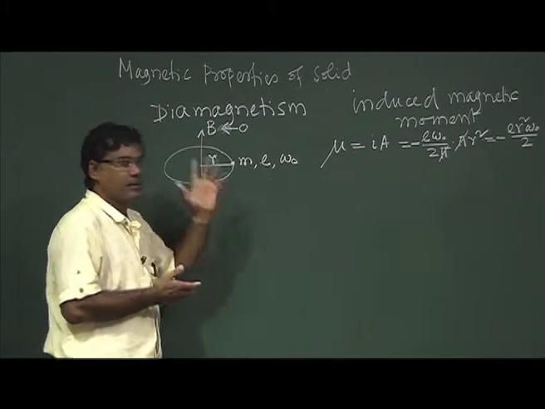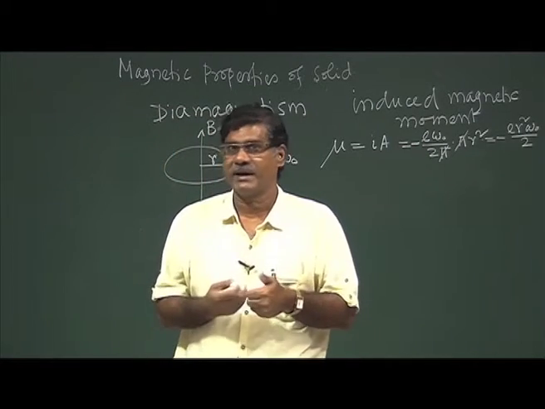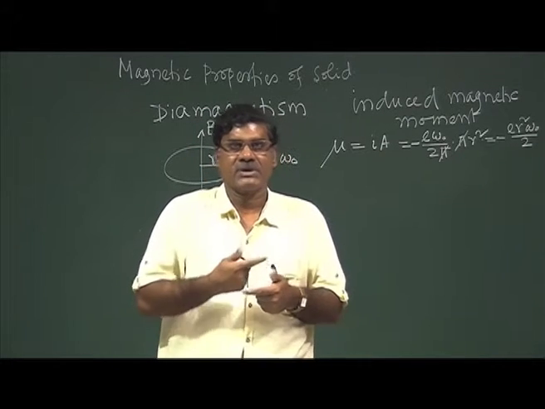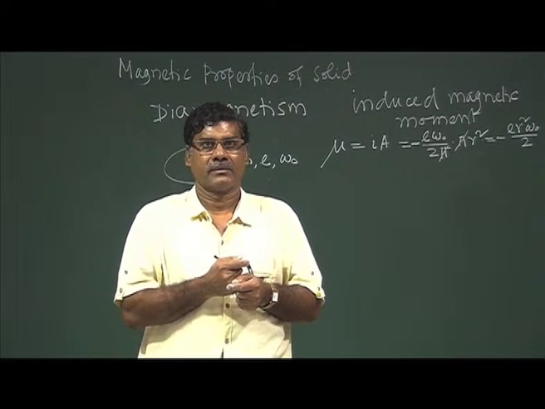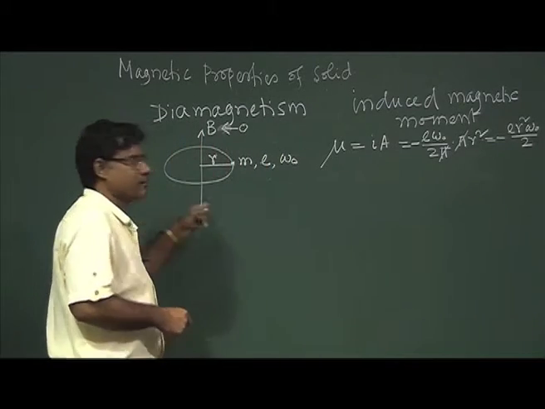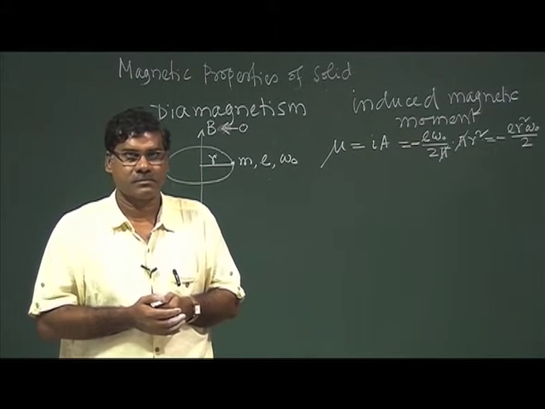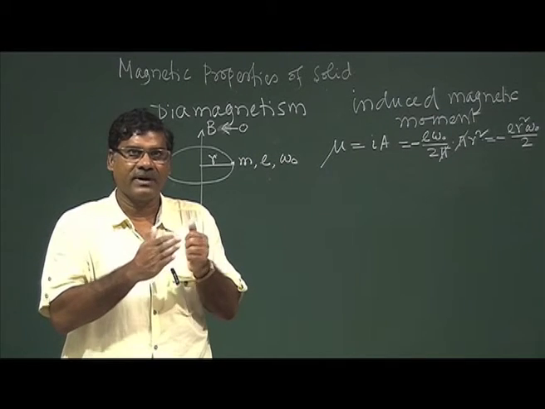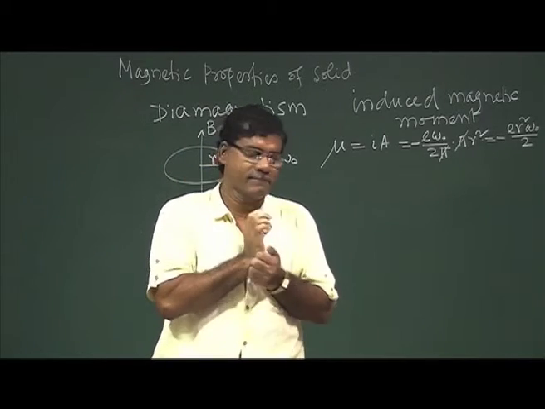So, it will generate an induced electric field, and due to this induced EMF there will be a current in the closed loop. That current will again produce a magnetic field, the induced magnetic field, and its direction will be such that it opposes the applied field.